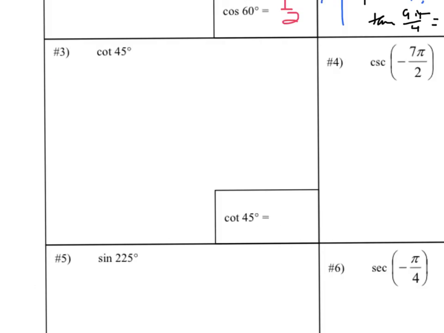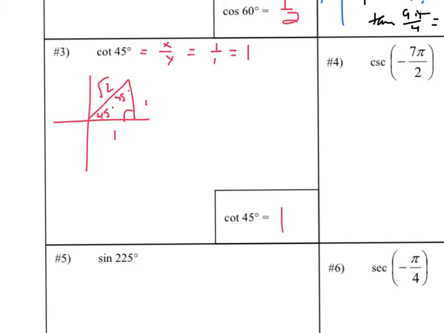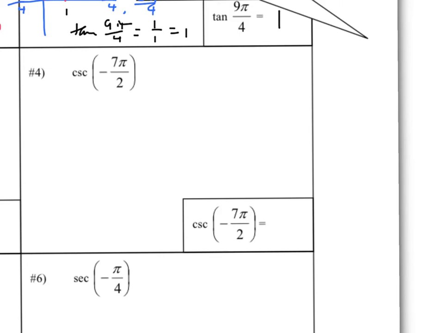Number 3, we have cotangent of 45 degrees. 45 degrees, once again, is in quadrant 1. Cotangent is the reciprocal of tangent, so it's x over y. It's a special right triangle. It's 45, 45, 90. The legs are the same length. The hypotenuse is the leg times the square root of 2. That makes cotangent of 45 degrees 1 over 1, which is 1. Finished with number 3. Number 4 is cosecant of an angle.